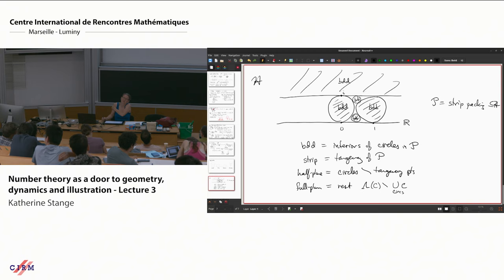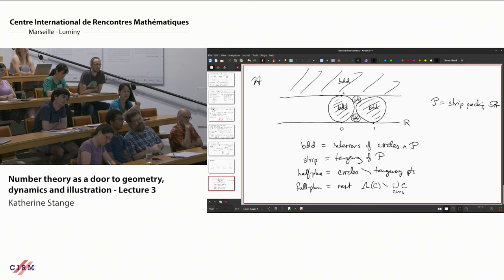That's right, yeah. What you have is a circle packing, the geometric information. So it's just up to affine transformations. It doesn't matter where in the plane it is or how it's rotated. I'm just interested in the shape.